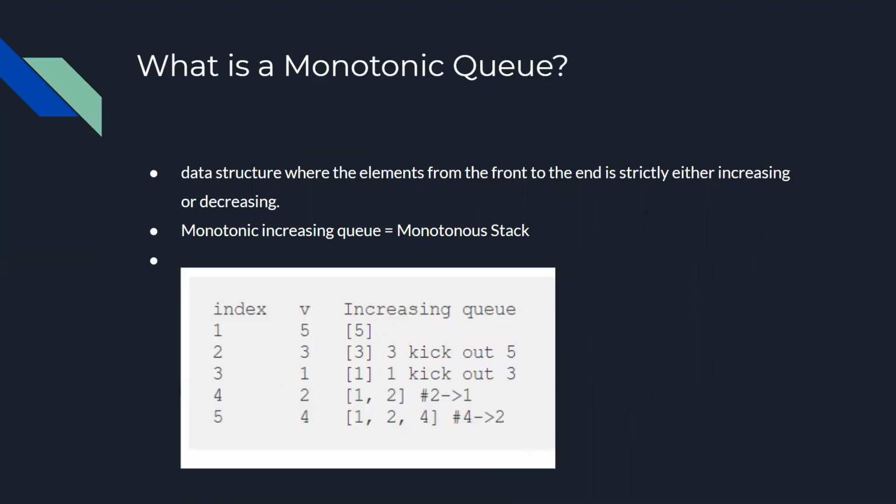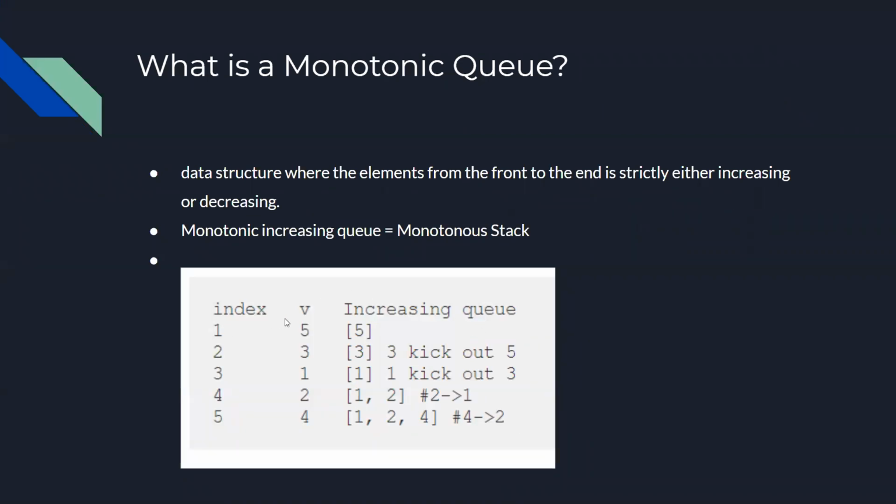So, what is a monotonic queue? Basically, it is a data structure where the elements from the front to the end are strictly either increasing or decreasing. Another word for a monotonic increasing queue is also a monotonic stack. We can see here in this picture an example of what an increasing queue would look like.